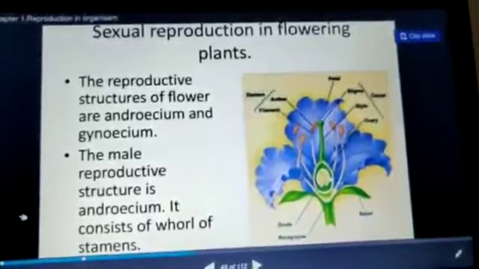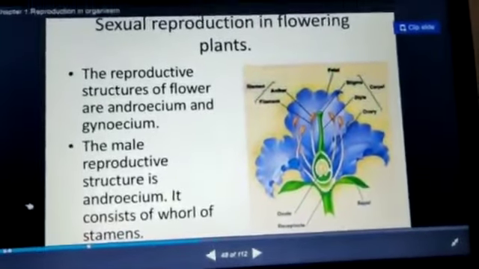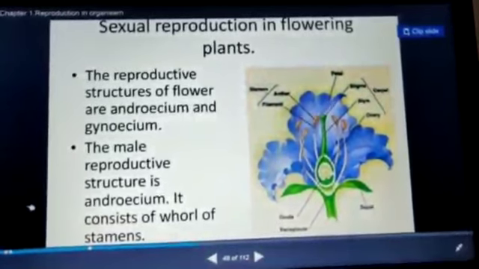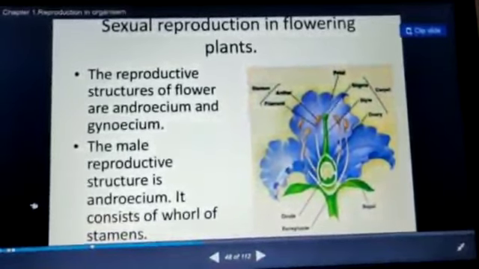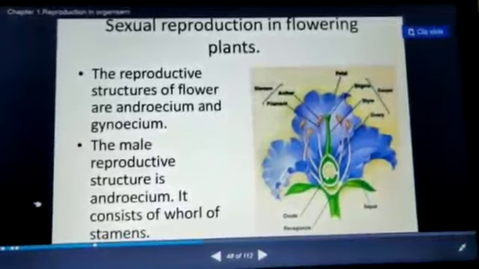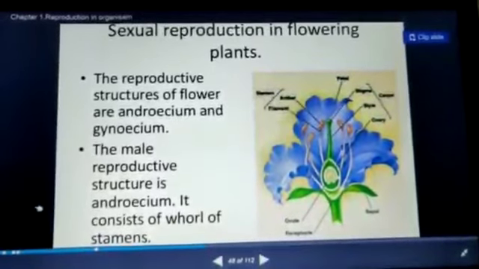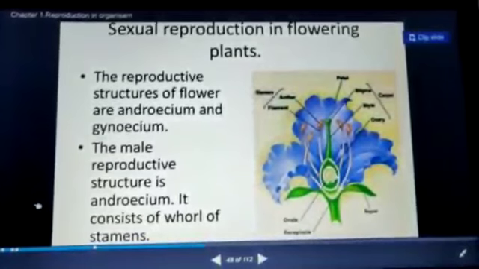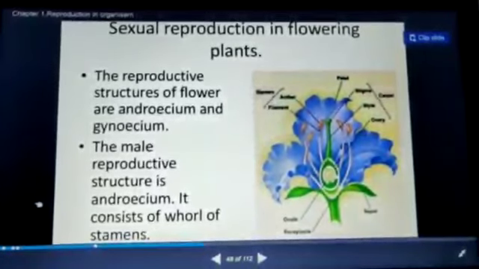Okay, so in a previous video we studied the events of asexual reproduction. What are the different events of sexual reproduction? Pre-fertilization events, fertilization and post-fertilization events. So today first we will start with sexual reproduction in flowering plants.